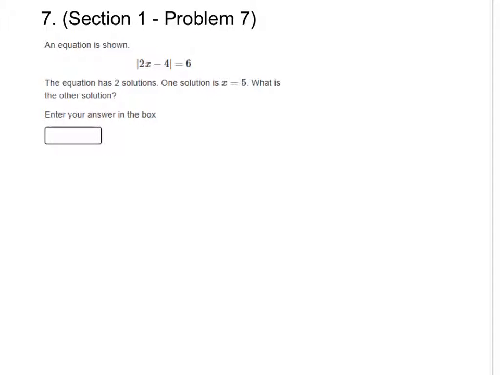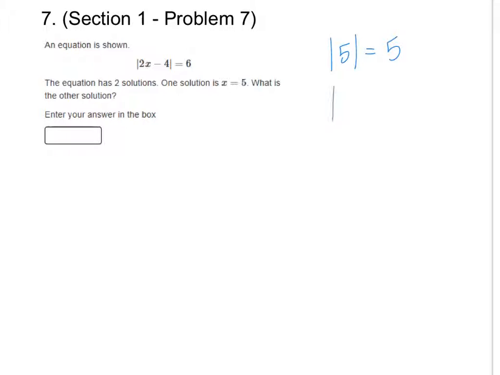Absolute value equations. All right, good stuff. So let's just review a little bit with absolute value. Absolute value is the distance a number is from 0 on the number line. So for example, if I have the absolute value of 5, I'm asking you how far is 5 from 0 on a number line? And the answer would be 5.